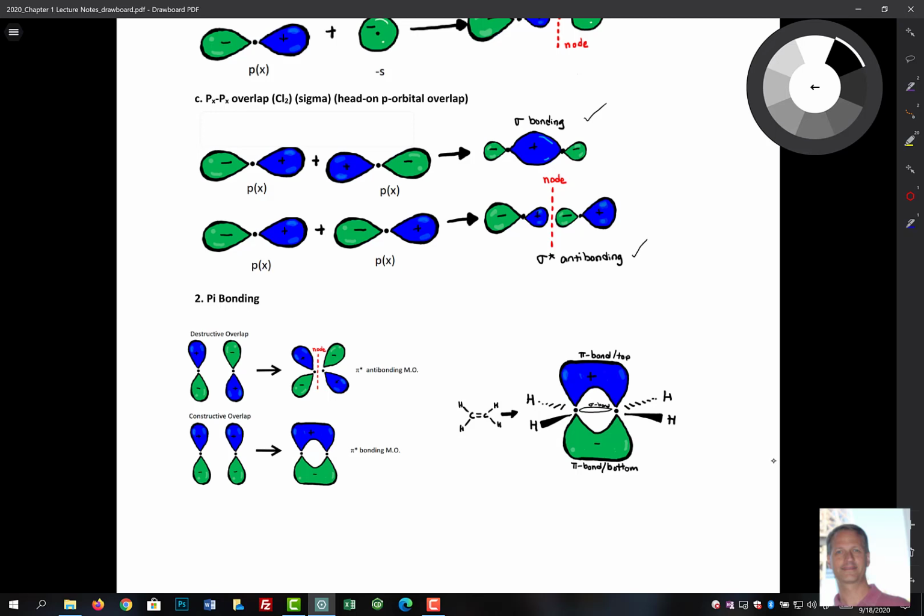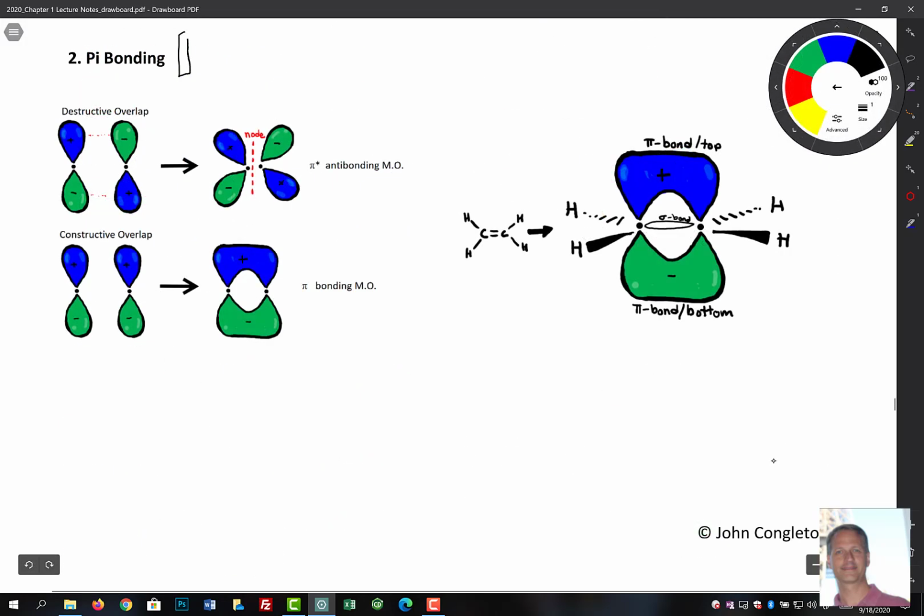Now, the one that you do need to be familiar with here is pi bonding. So we want to have this sideways overlap. And again, we can have this destructive overlap here, where we have a blue and a green, opposite colors or different colors kind of lined up. Or we could look at the sign, a plus and a minus. Or we can have constructive where it's the same color or the same sign. And that gives us pi anti-bonding and pi bonding.